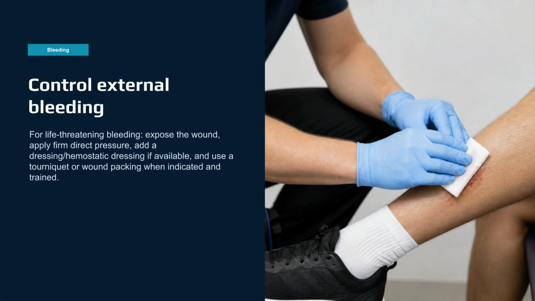For life-threatening external bleeding, expose the wound and apply firm, direct pressure. Use a dressing, adding a hemostatic one if available. If pressure fails, use a tourniquet or perform wound packing only when indicated and properly trained. Severe bleeding is an emergency situation.